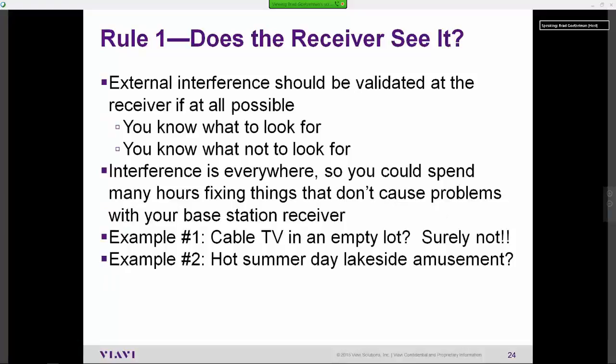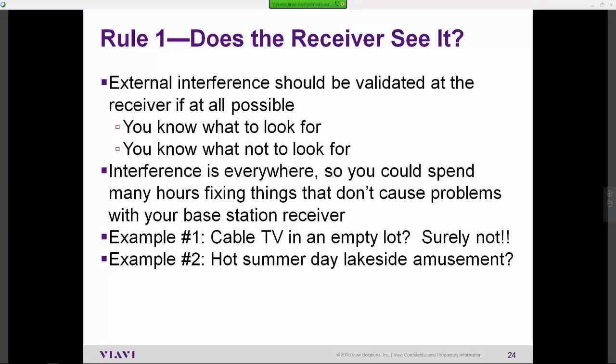So, rule one, let's go ahead and expand on that. Does the receiver see it? External interference should be validated at the receiver if at all possible, so that you know what to look for and what not to look for. Interference is everywhere, so you could spend many hours fixing things that don't cause problems with your base station receiver, and I love these two examples.